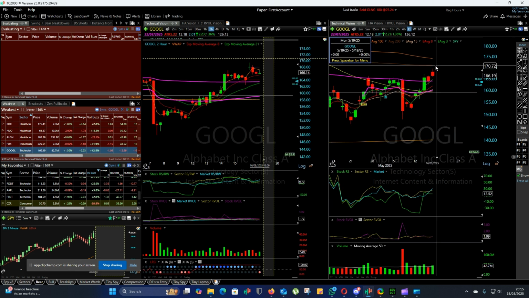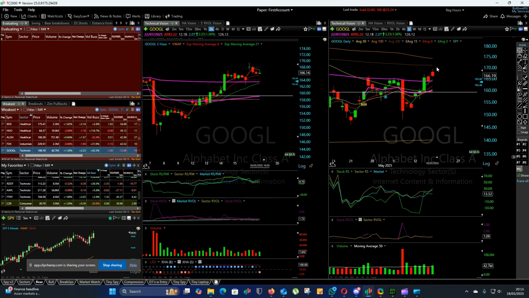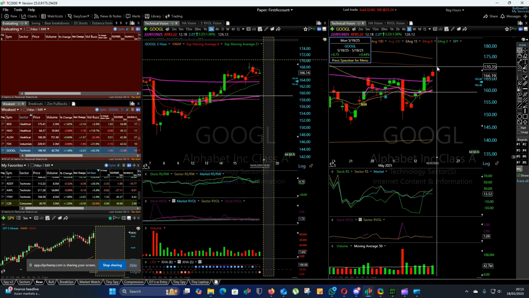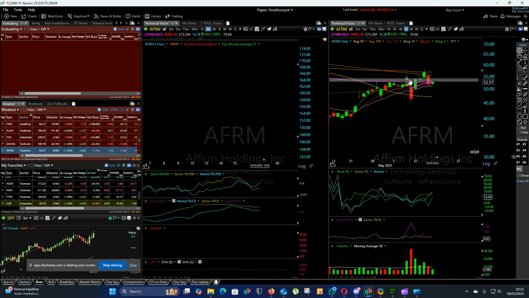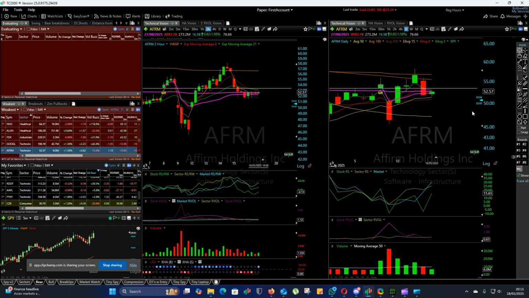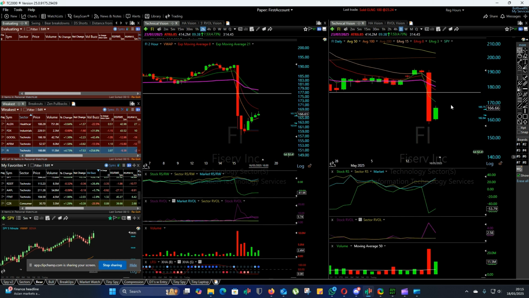Google, another one near that SMA, has room to come back down. And again, if it were to gap up or be up here and start to reject off, even around here, say the 165 level, you've still got $5 to work with. That's a good amount of money. And same with AFRM. Nice, can come in here, maybe a bit too much resistance in there.